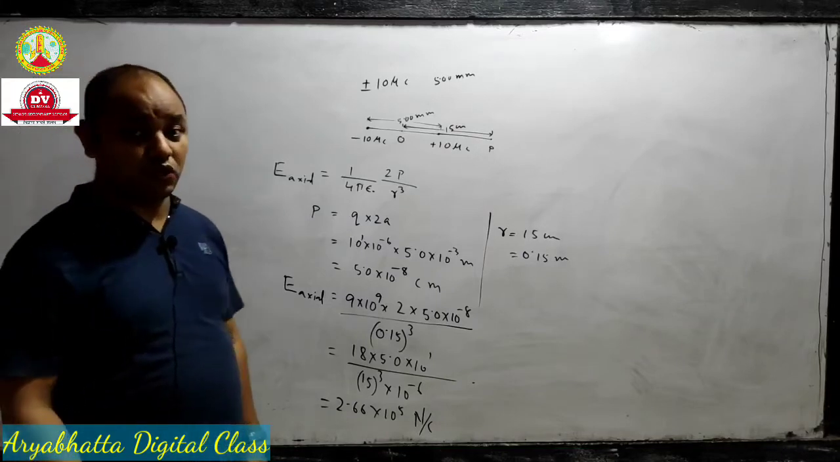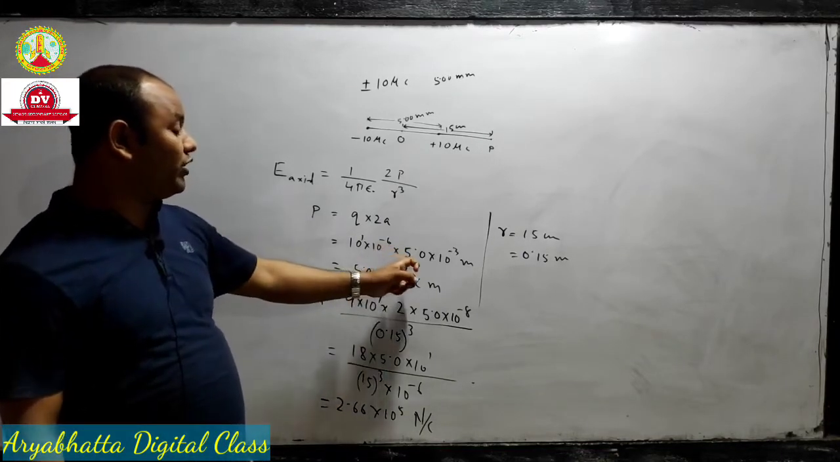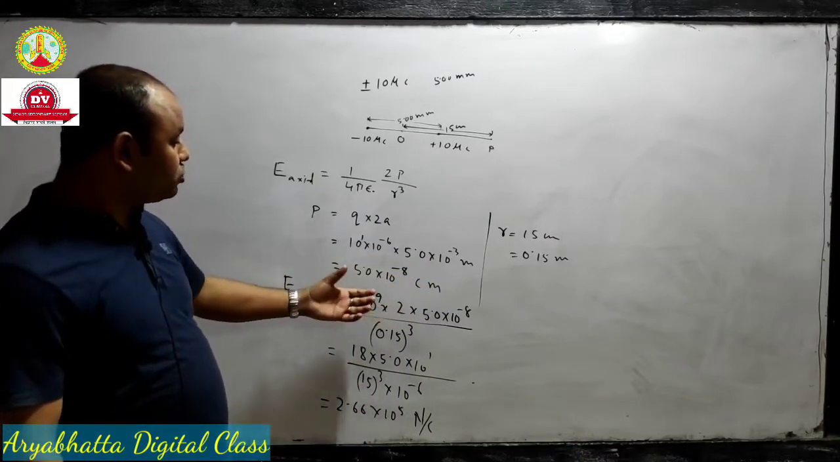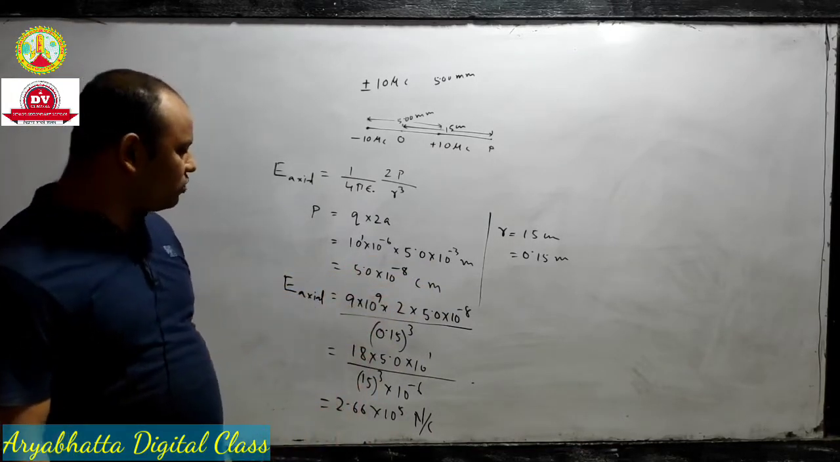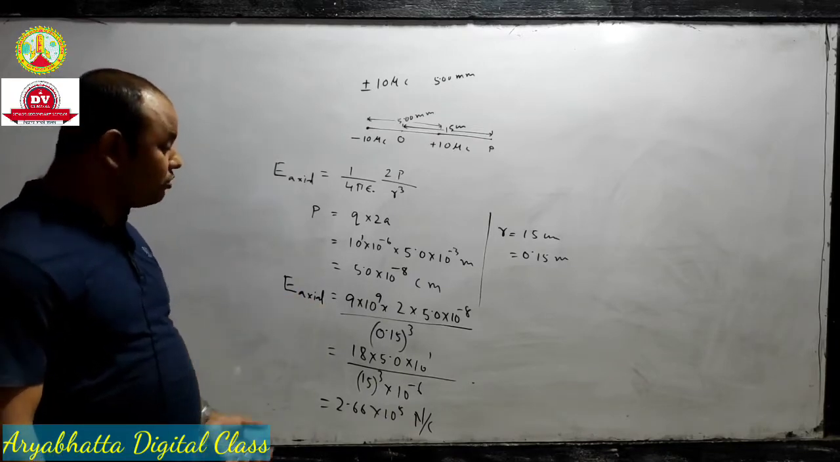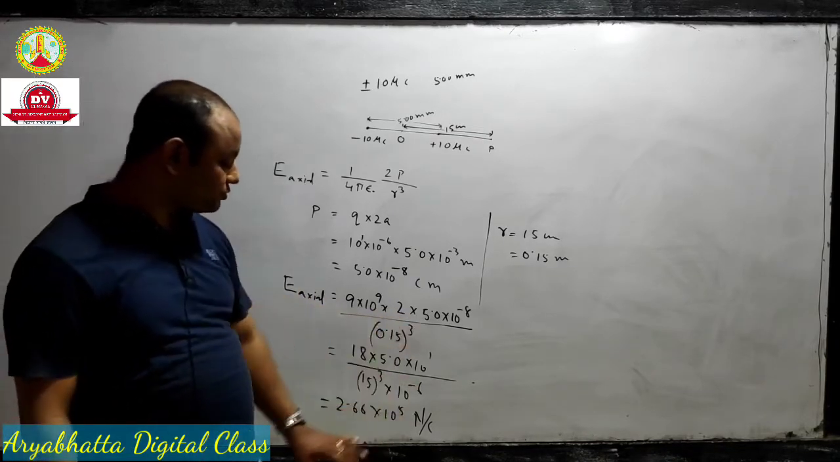That means if you convert into meter, it will be 5.0 into 10 to the power minus 3 meter. If you multiply it, this will be the value: 5.0 into 10 to the power minus 8 coulomb meter will be the dipole moment. Then the value of electric field will be this one.